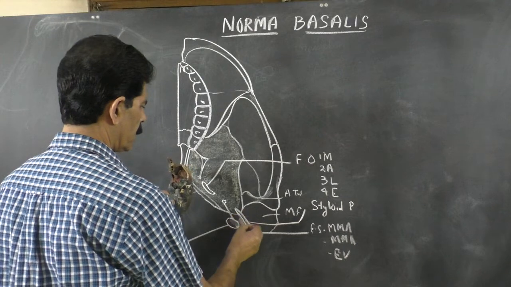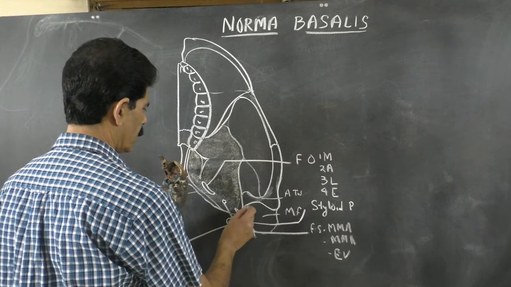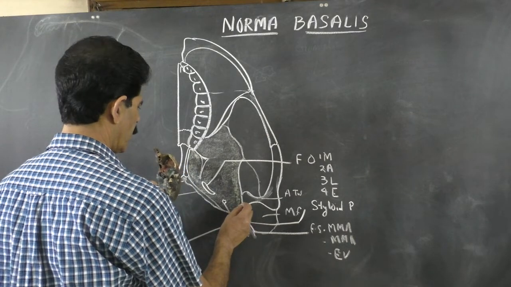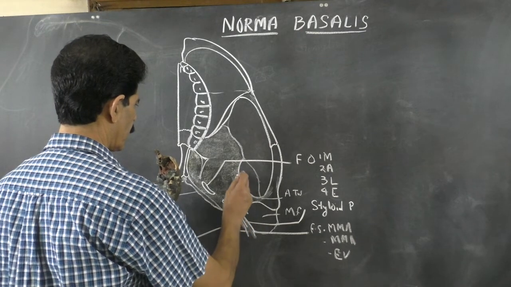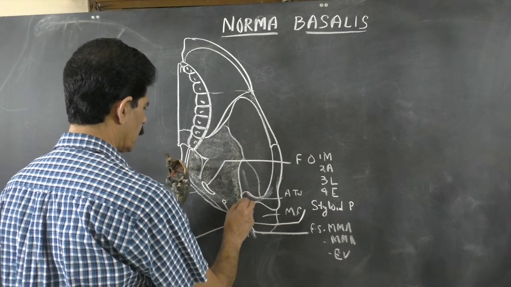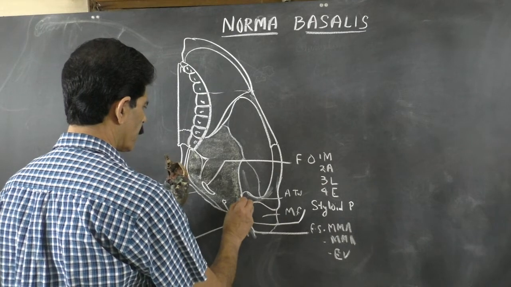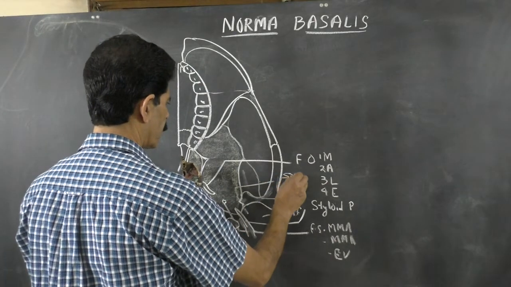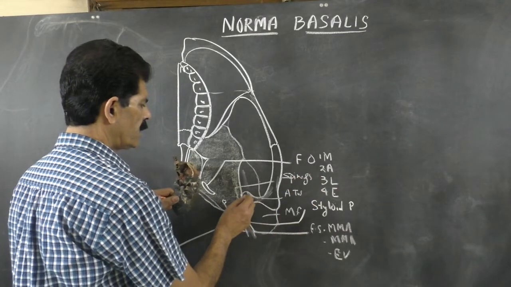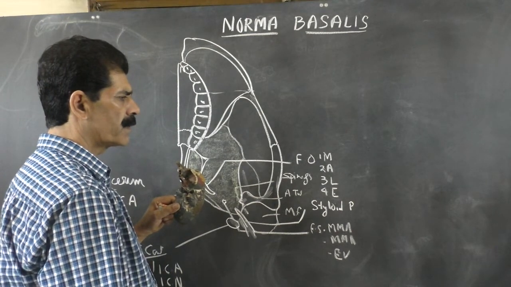Just anterior to the styloid process, at the meeting of the temporal bone and the greater wing of the sphenoid bone, the posterior part of the sphenoid bone, there is a very sharp spine. We call it the spine of the sphenoid. The spine of the sphenoid gives attachment to the sphenomandibular ligament, which goes to the mandible.